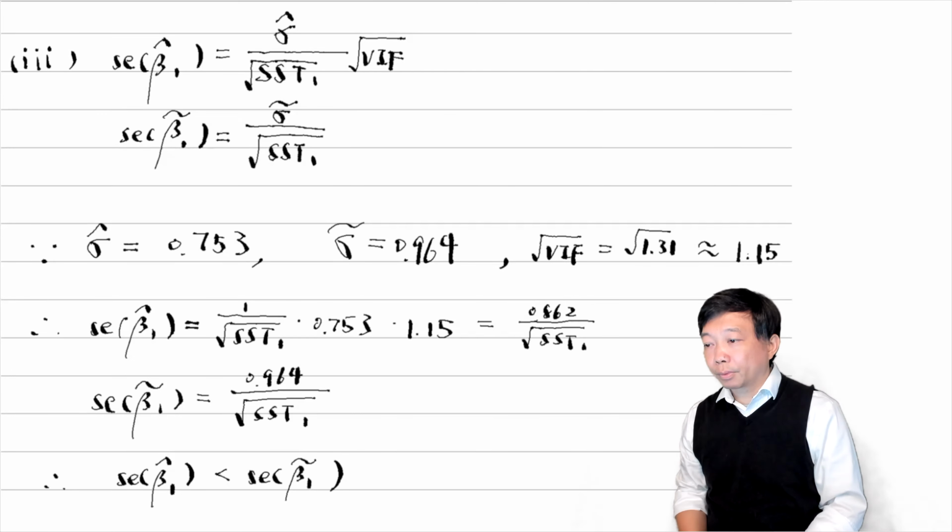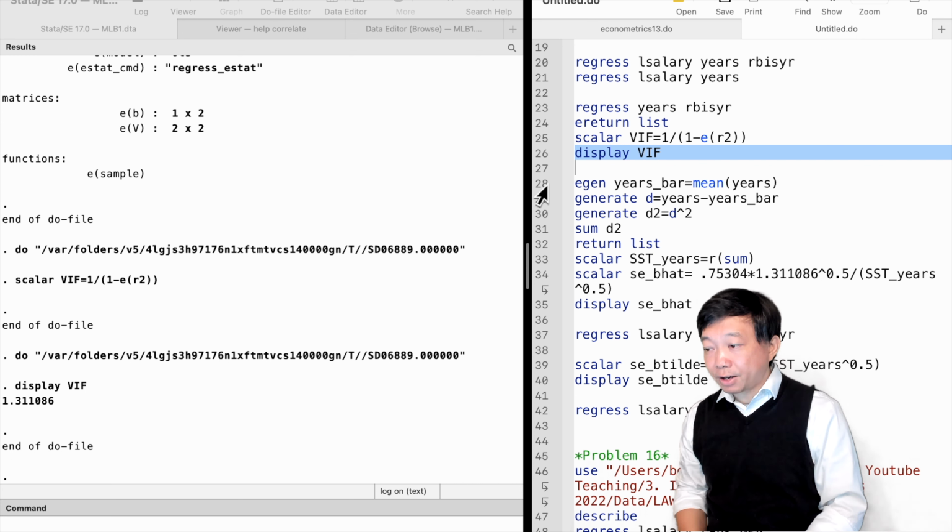Actually, we can compute the standard errors for the estimates. For the multiple regression, we have computed the standard error of the regression, SER, sigma hat. It is called the root mean squared error in Stata. We have also computed the variance inflation factor, VIF, for the variable years. We now compute the total sum of squares of x1, which is the sample variation in the variable years.